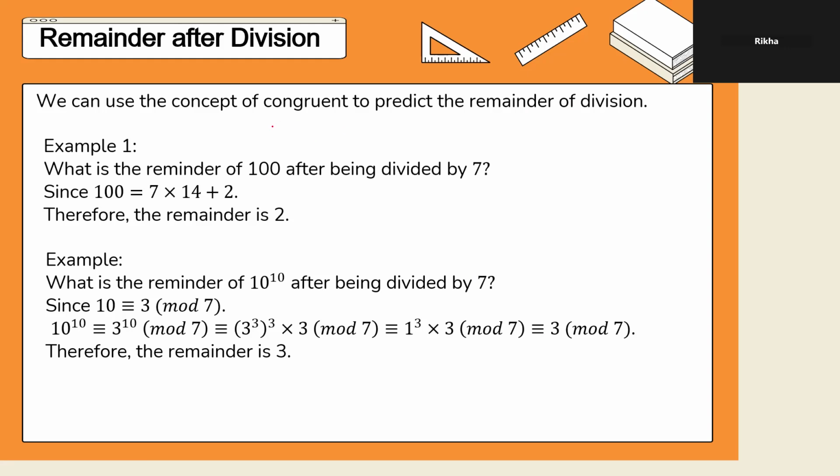If the number is still small, you can use a division algorithm to predict the remainder. Let's say we can express 100 as 7 times 14 plus 2. So the remainder is 2. But what if the question is like 10 raised to 10? What is the remainder of 10 to the power of 10 after being divided by 7?